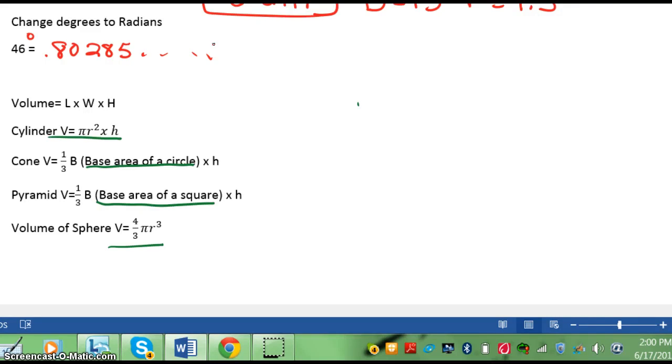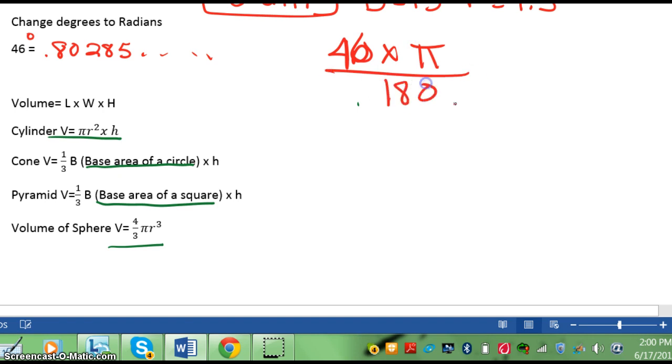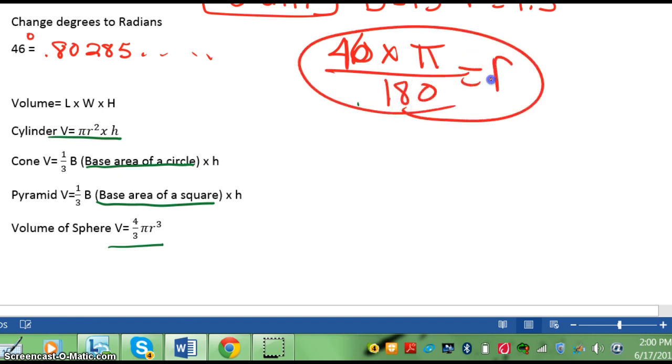Now, if you don't have that type of calculator, this is what you need to do. You need to type in 46 degrees times pi, divide by 180. And that will give you your radians also. 46 degrees times pi, divide by 180. That will also give you your radians.